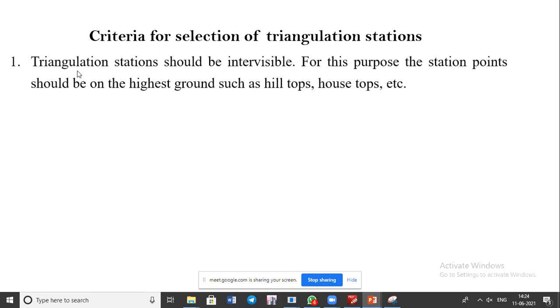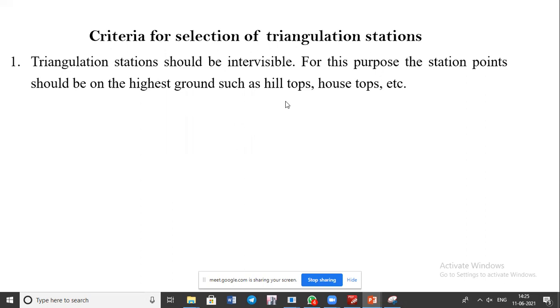First of all, the triangulation stations should be intervisible. For this purpose, they should be on the highest ground, such as hilltops, housetops, etc. As I told you, our college is located at a higher elevation, but the CBS is not, as compared to that point. So both the points should be intervisible from each other.